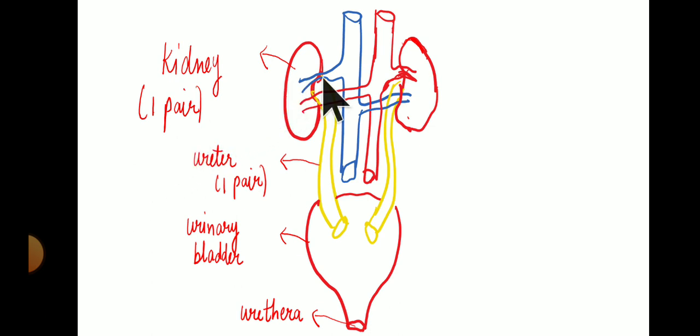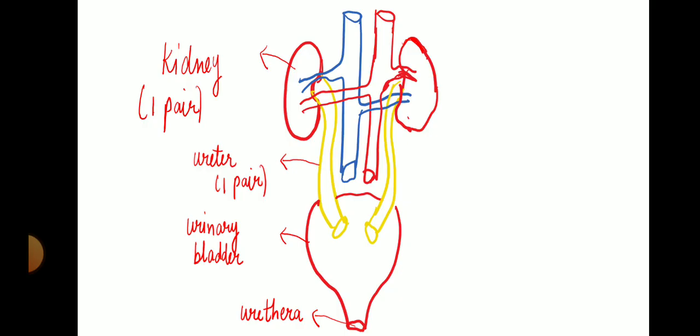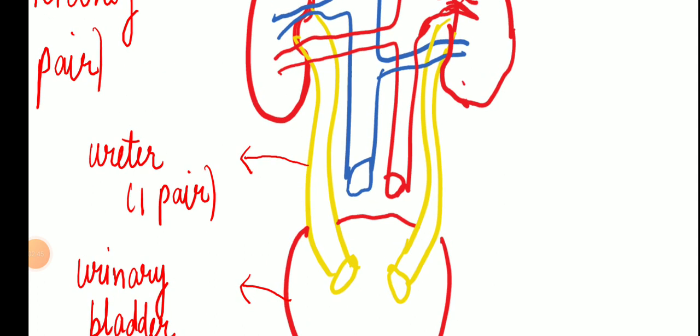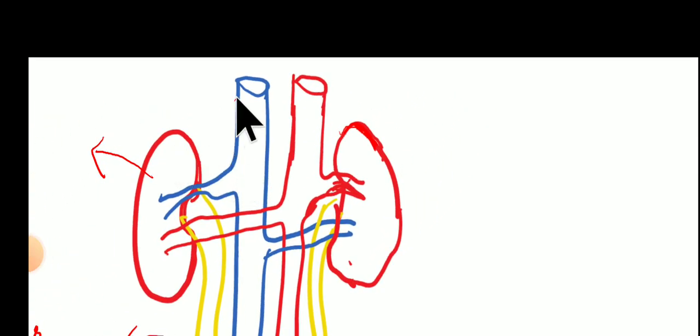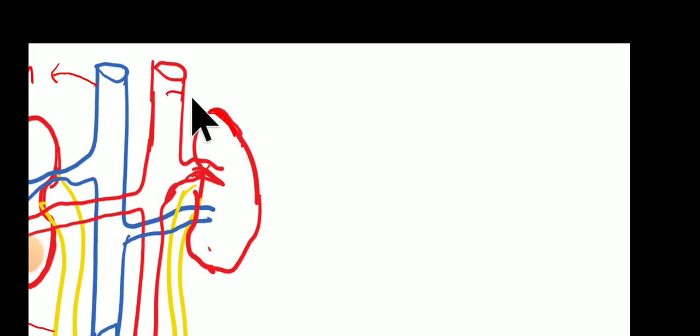Here we can see two blood vessels also. One is drawn in blue and the other in red. The vessel which is drawn in blue is known as the renal vein, and the one drawn in red is known as the renal artery.